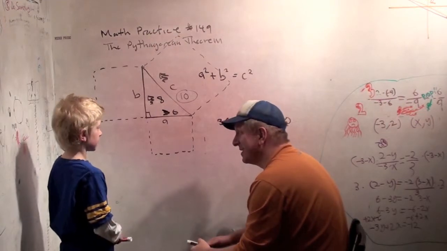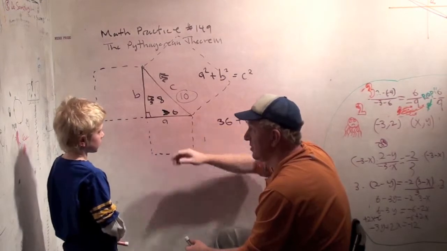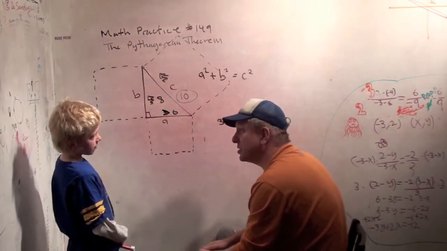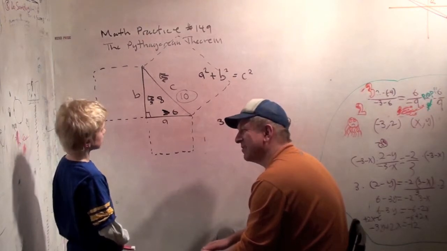Pretty neat. So we can do these square tricks with numbers, and we can do these square tricks with pictures. Pretty cool. I wonder if they're related somehow.